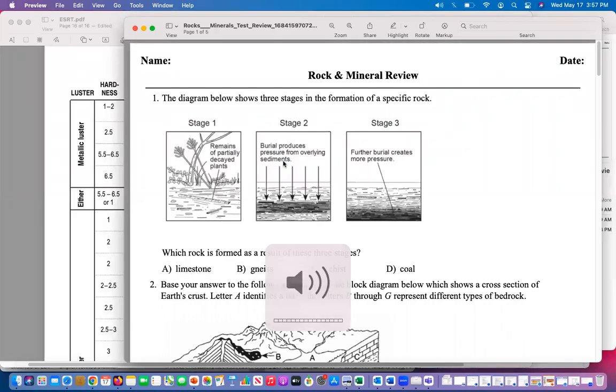All right, everybody. So this is the rock and mineral review for the test. We're starting off with number one. Number one says the diagram below shows three stages in the formation of a specific rock. All right, we see stage one, remains of partially decayed plants. Burial produces pressure from overlying sediments, and further burial creates more pressure. Which rock is formed as a result of these three stages?